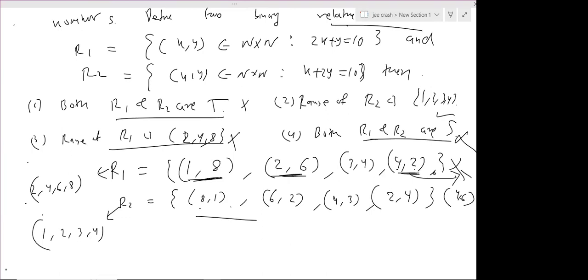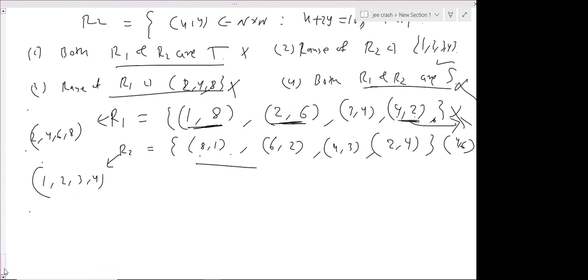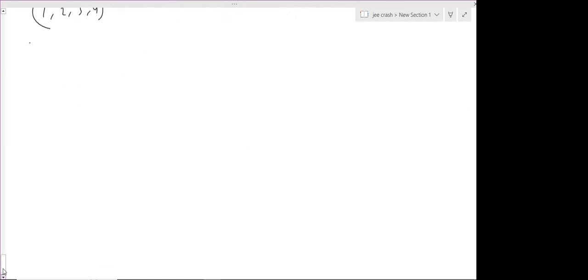Is it clear, everyone? Yes, sir. Okay, so questions are very simple. Just write down the relation. You will get the answer. So let's start with the next topic, which is functions.